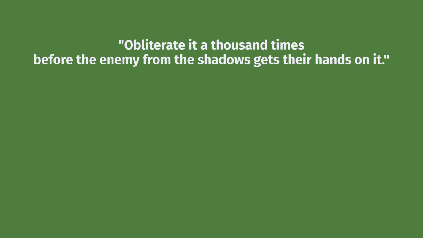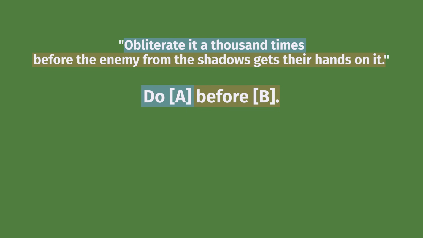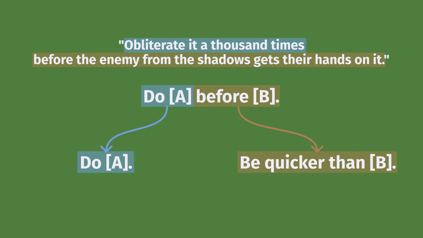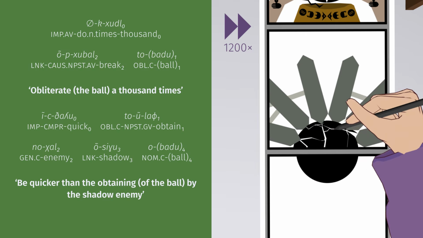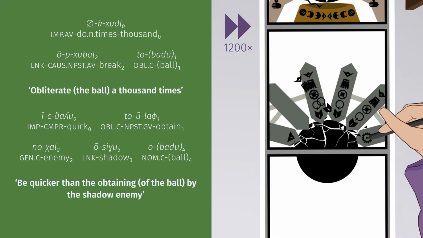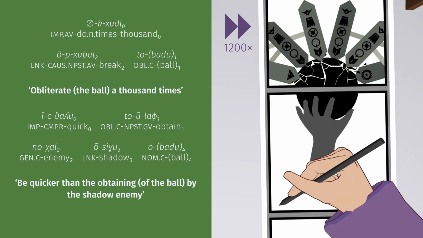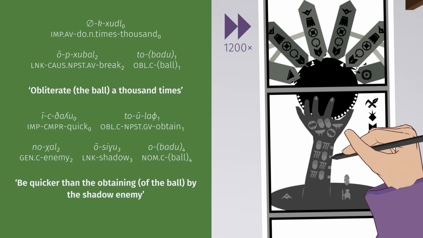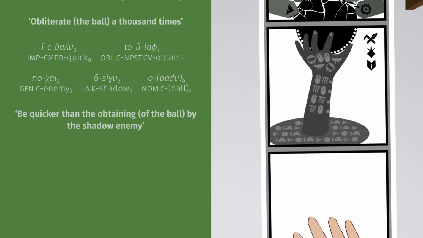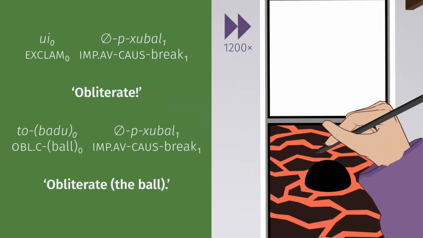Now, the third clause of the Elvish text is quite long, and Lĩhusã doesn't like sentences with more than 5 words or so. So I split it into 2. This clause has a do A before B structure, so I rephrased it as do A, be quicker than B, which I hope preserves the meaning. As a result, we have obliterate the ball 1,000 times and be quicker than the obtaining of the ball by the shadow enemy. And as you can see, I had some trouble here trying to figure out how to draw this.